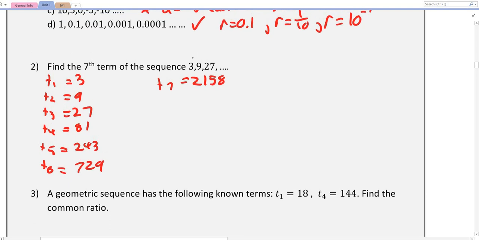So we can see here, Ryan, that the common ratio is times 3. So we're just timesing 3 to go from one step to the next.